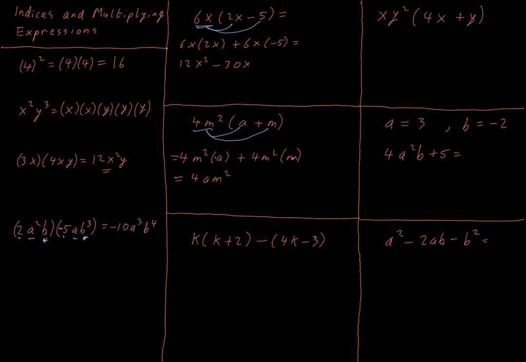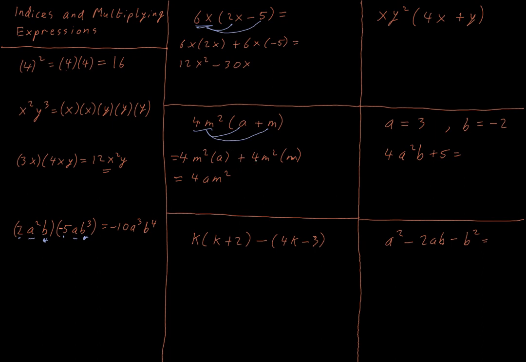So if I want, just to be clear about it, this can look a little bit like 4am all squared, but the square is only on the m. So when we write it like this, it means that the m is the only thing that's squared. If we put brackets around all of this, it would mean that a and m were both squared. So we just need to be careful of that when we're writing our indices. The power is just on the letter that it's immediately to the right of.